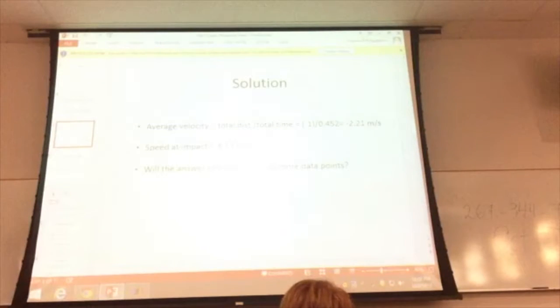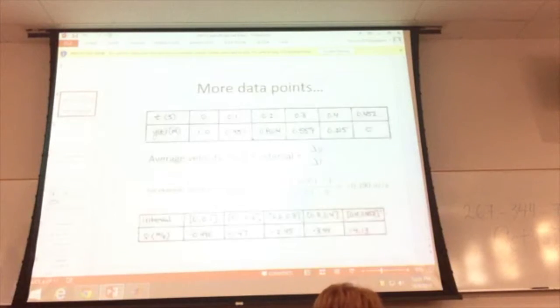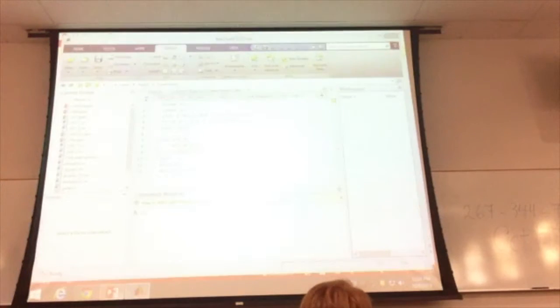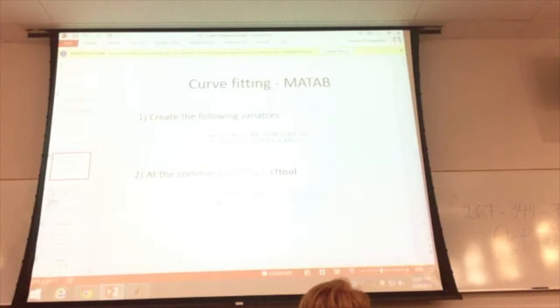Okay? And as always, I've posted the codes on Blackboard, and it's for you to use. Okay, so these are our variables. We enter our variables. So let's go to MATLAB. So we enter the value of y. So these are, we did the experiment, and we have all these data points. So these are all our times. T is 0, 0.1, 0.2, 0.3, 0.4, and 0.452. And this is the y, or position. So we create 2 arrays. The first array is all the positions, and the second array is all the times.